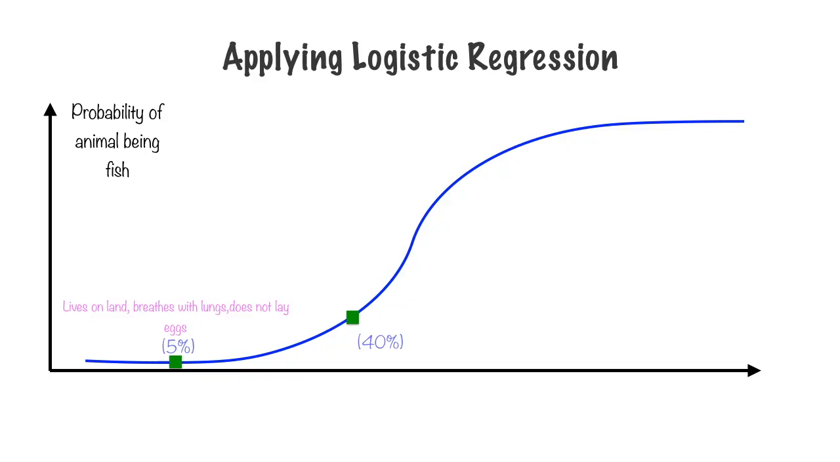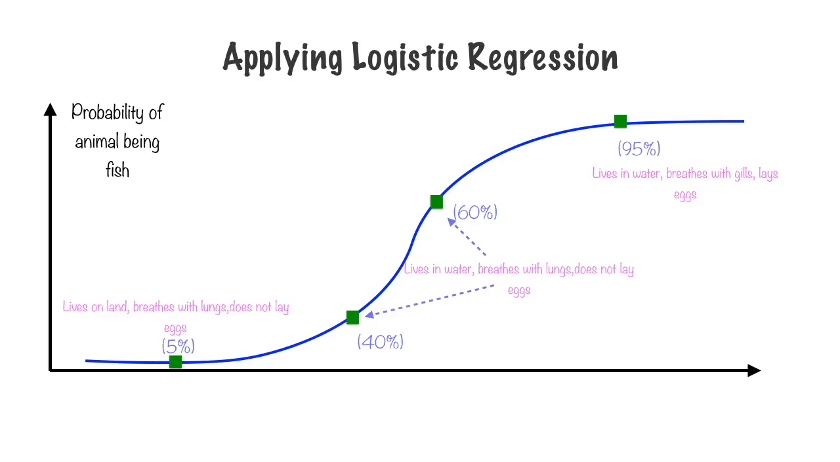Now, this probability goes up as the features that you specify to your machine learning model change. Let's say it's between 40 and 60% if you know that the animal lives in water, breathes with lungs, does not lay eggs. The fact that it lives in water increases the probability of the animal being fish. And at the extreme other end of our probability spectrum is the probability of 95% if you pass in a feature set which says the animal lives in the water, breathes with gills, and lays eggs. The probability of this animal being fish is very high indeed.